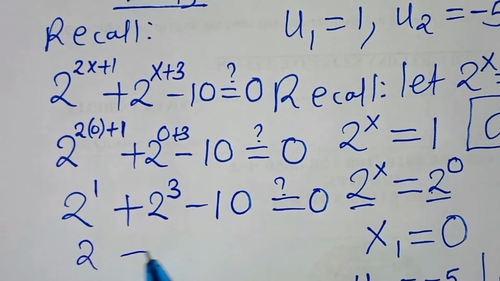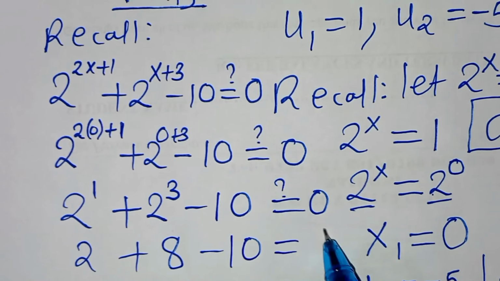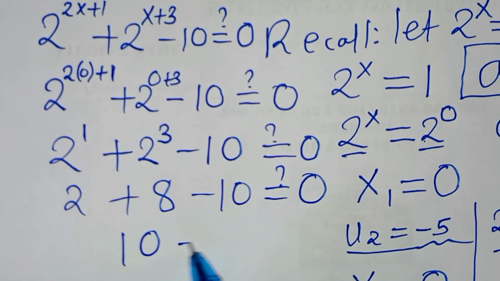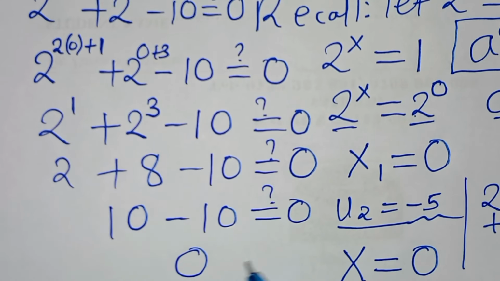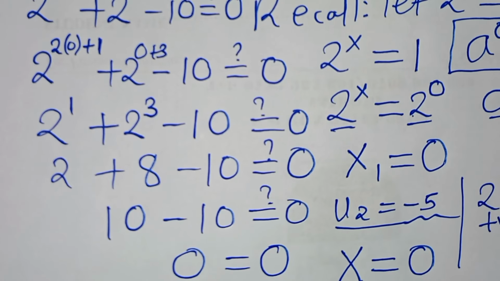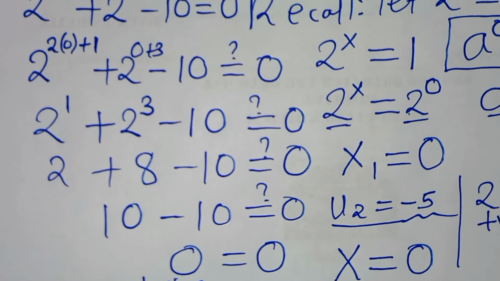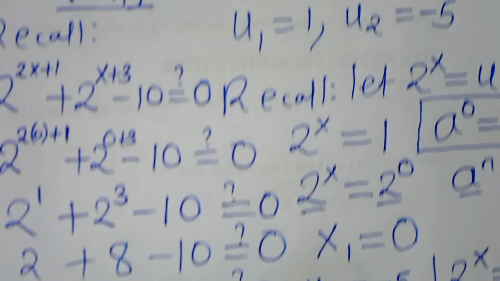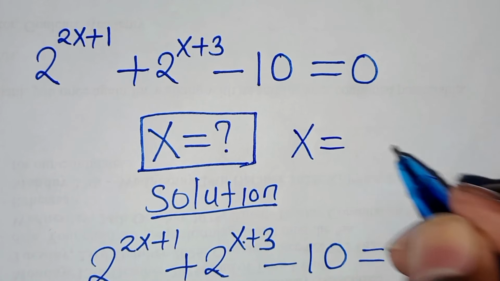So this is 2 plus 2 to the power of 3, this is 8, minus 10. This is supposed to give us a value of 0. 2 plus 8 is 10, minus 10 should give us 0. So 10 minus 10 is 0, which is equal to 0. So this implies that the left hand side is equal to the right hand side, and this problem has only one solution, which is x equal to 0.